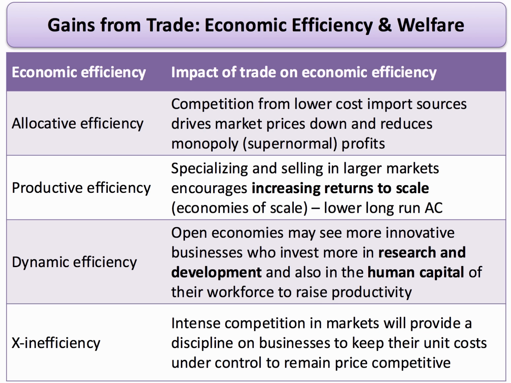In a world where trade takes place, we should also see an improvement in productive efficiency, because businesses will be specialising and hopefully selling in larger markets. And this encourages them to exploit increasing returns to scale, otherwise known as economies of scale, bringing down their long-run average cost. So allocative and productive efficiency should be improved by trade, and we call these gains in static efficiency.